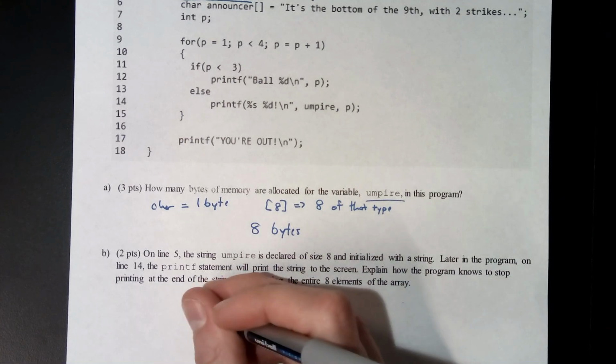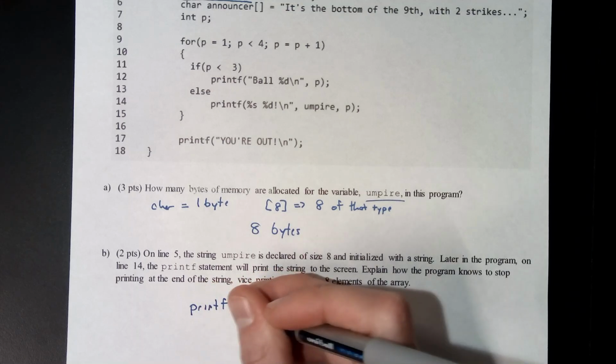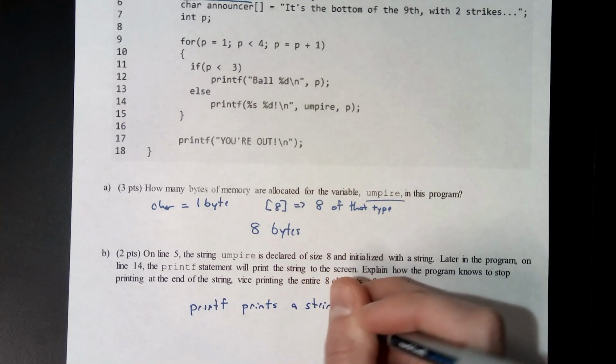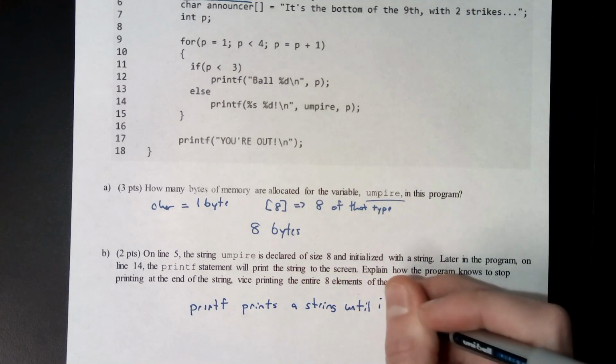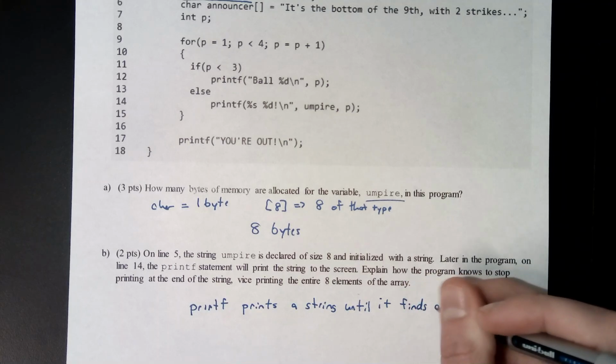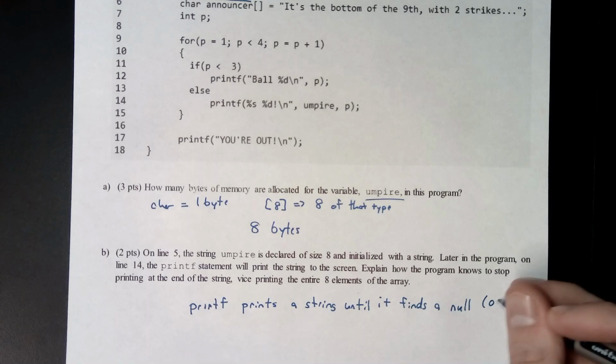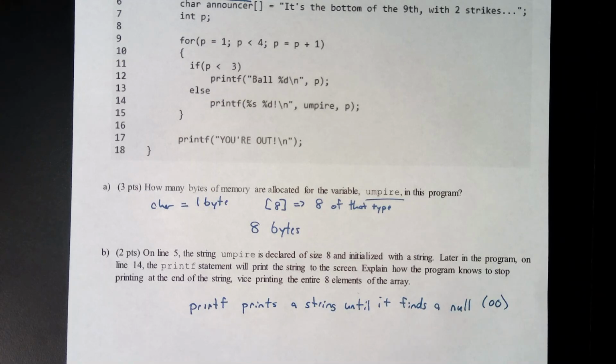So printf prints a string until it finds a null. If it doesn't find a null, it's going to keep going forever. It's going to keep printing whatever it finds in memory. So it goes until it finds that null, which is 0, 0 in bytes.